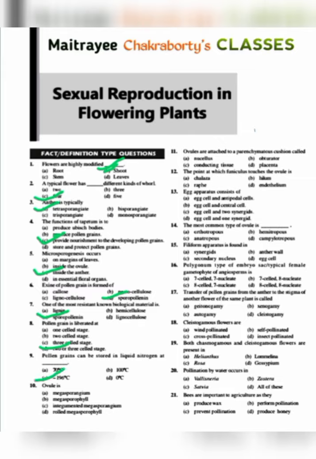Number 10. Ovule is A, megasporangium; B, megasporophyll; C, integumented megasporangium; and D, rolled megasporophyll. What we know about 10 is that the ovule is a part of the ovary of seed plants that contains a female germ cell and after fertilization becomes a seed.